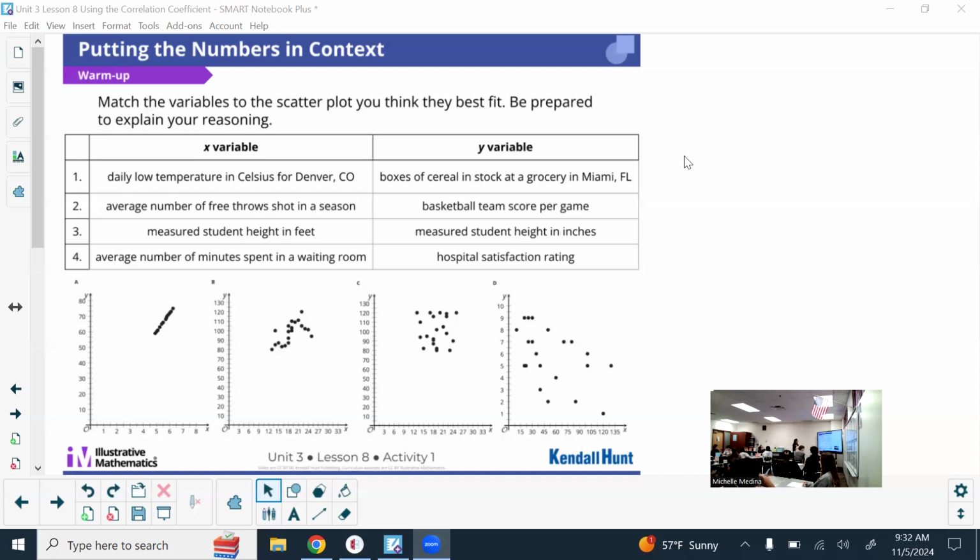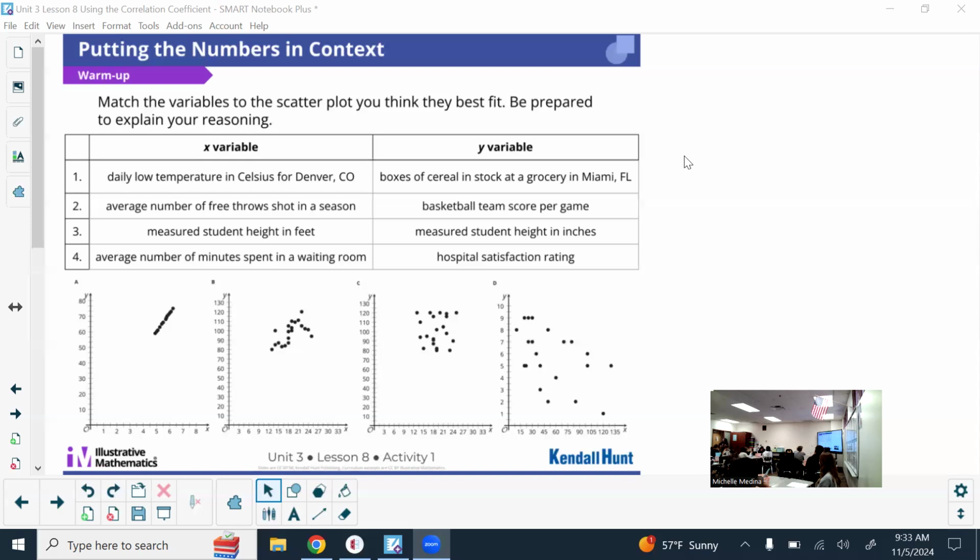So we have a bunch of different scatter plots, and each row has some paired variables. And we're not talking like simply just X and Y. We're talking like these would be labels on an axis. Like this would be my X axis, temperature in Colorado. My Y axis would be labeled with this. So based on what's going on in the scatter plot, decide which one makes more sense, like which row goes with which scatter plot. Questions on what you're doing?